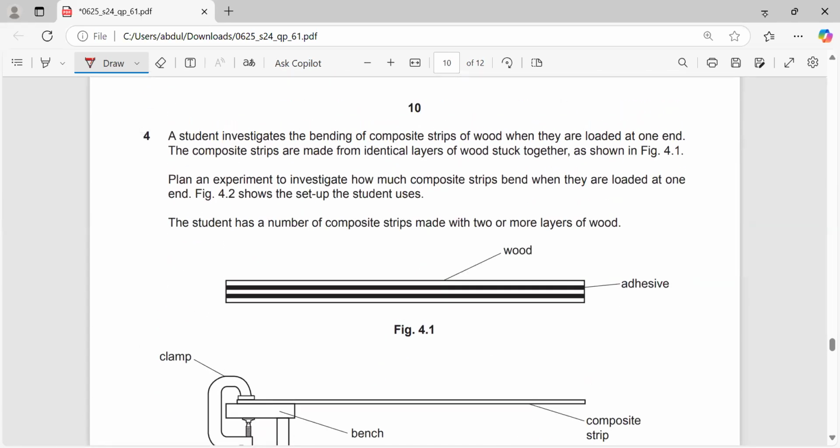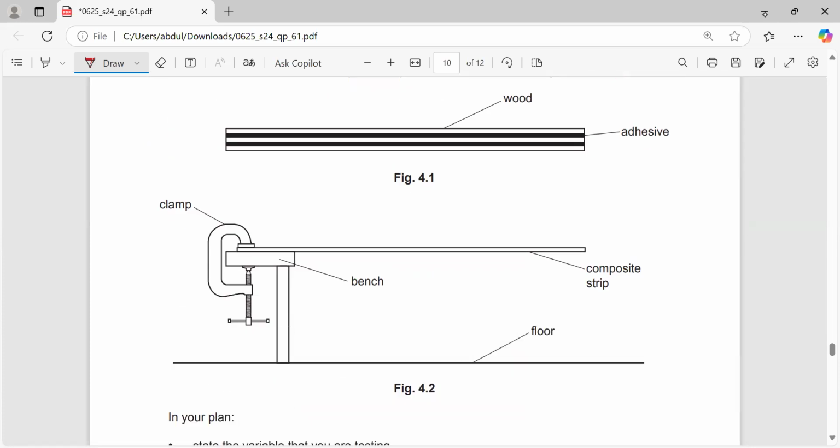The student investigates the bending of composite strips. Composite means 2, 3, 4 types of wood are joined together that are loaded at one end. Here, like in the diagram, this is the composite wood, and in between some adhesive liquid or fluid is there, and this side is clamped with the table, with the bench, with a G clamp. Technically this is known as a G clamp. See, its shape is like a small g. And on the other side here we will attach the loads. This will bend and we will be measuring the bend by height or by the angle.